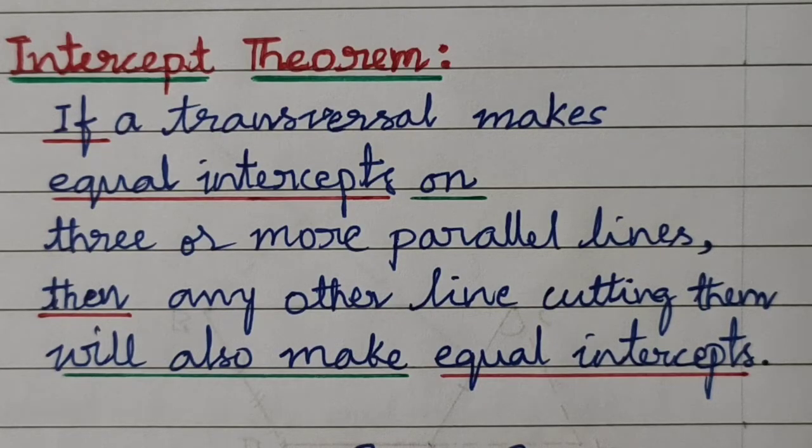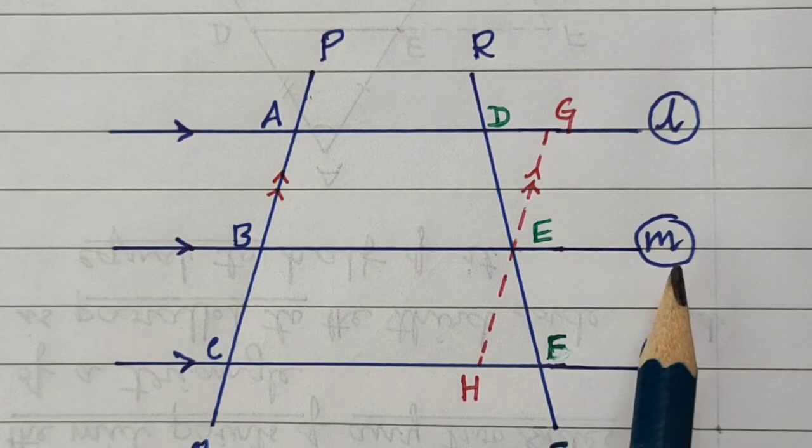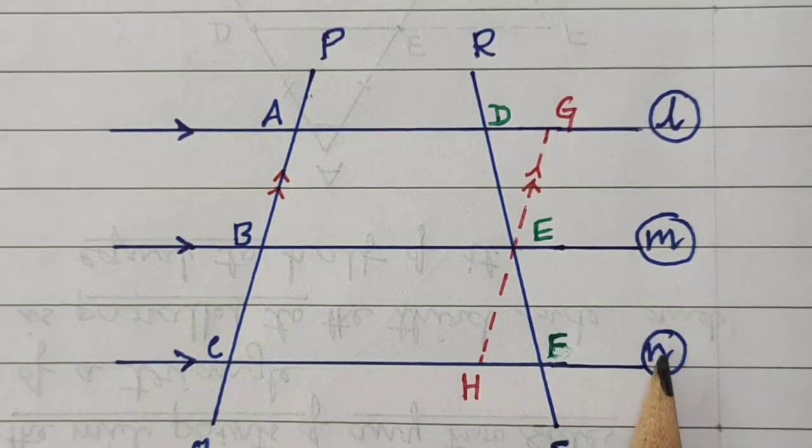Intercept theorem: if a transversal makes equal intercepts on three or more parallel lines, then any other line cutting them will also make equal intercepts. L, M, N are three parallel lines.